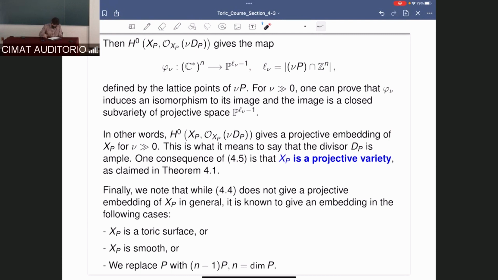The map phi sub P that goes from your XP toric surface to projective space of some size is a closed embedding, meaning it gives you an isomorphism to the image, and that image is a closed variety. For toric surfaces, we are covered. If XP is smooth, it also works. Like you don't need to scale any further, it works.